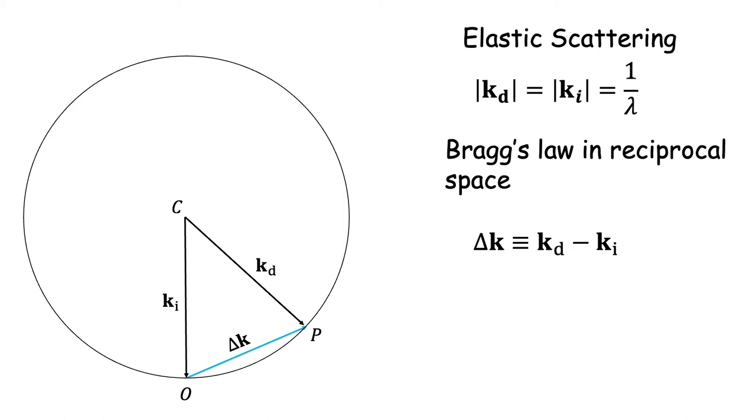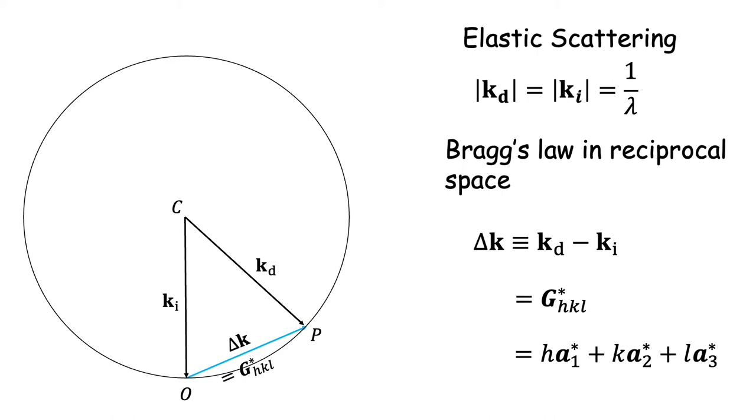Now, Bragg's law in reciprocal space states that this vector delta K has to be a reciprocal lattice vector G star HKL for some crystal lattice plane HKL, for some integers HKL. Which means G star HKL is H A1 star plus K A2 star plus L A3 star, where A1 star, A2 star, and A3 star are reciprocal basis vectors.